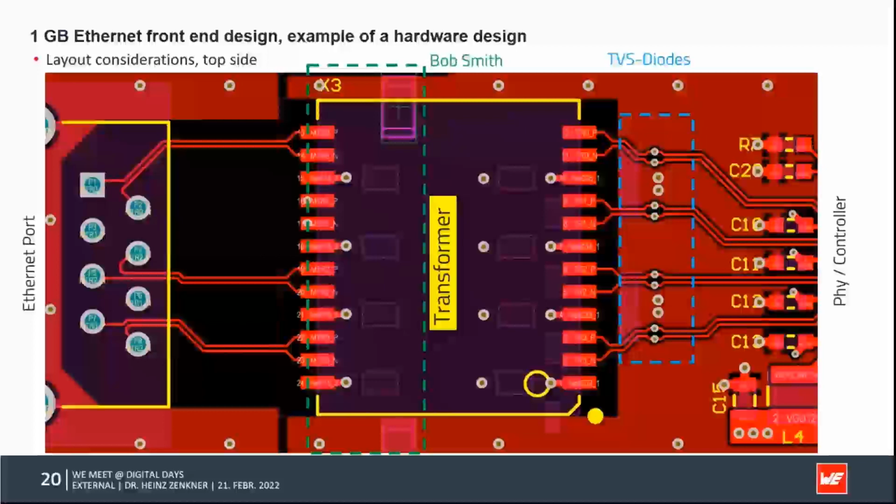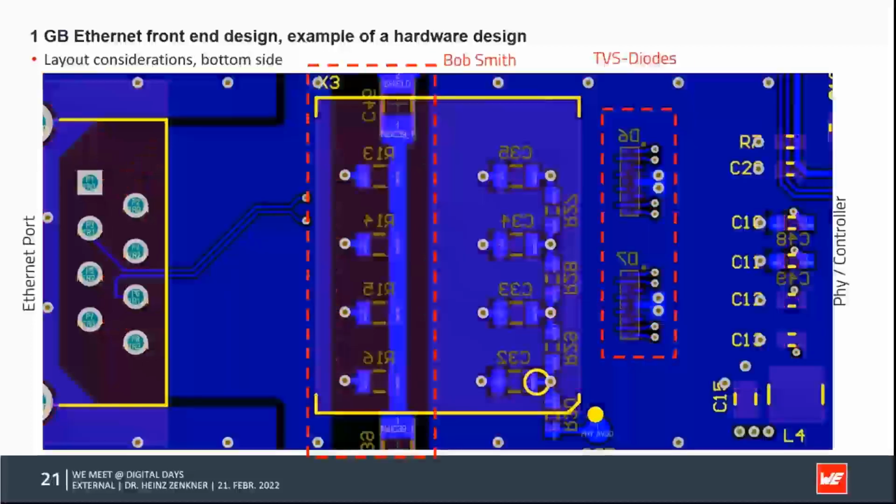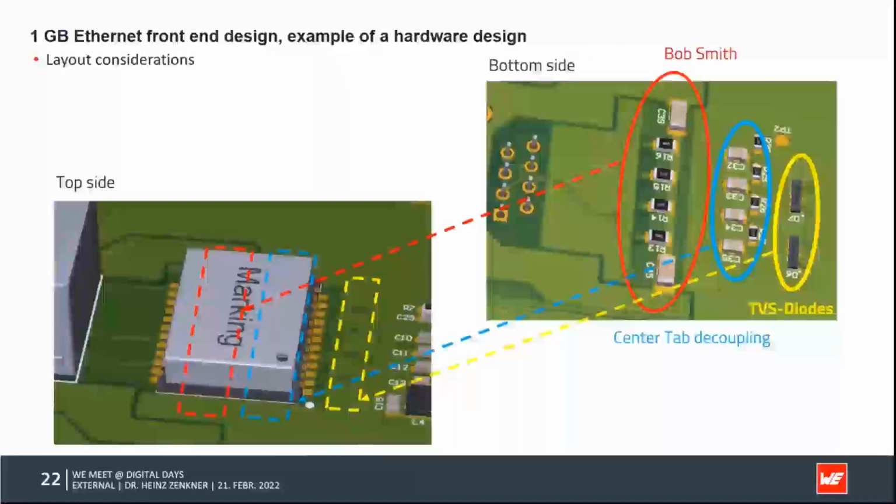So the next slide shows again the TVS diodes, the Bob Smith termination. Yes, again, that's the bottom side of the PCB. Here you see the TVS diodes. Here again in the 3D view, the bottom side with all the assembled components, and here the top side. Looking at all the four layers here, this is a 4-layer board.